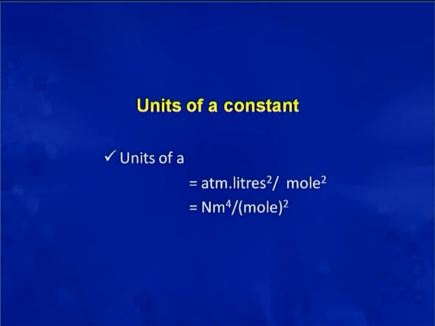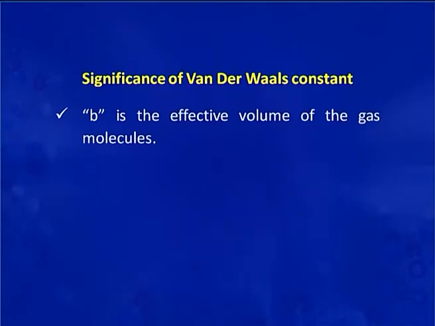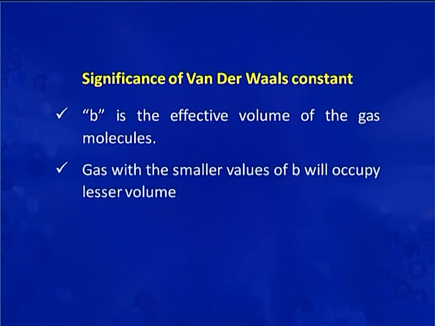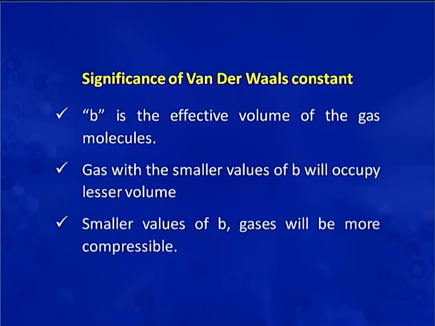A is equal to atmosphere liter square per mole square, or we can write it as Newton meter 4 per mole square. Let us discuss the significance of van der Waals constant B. B is the effective volume of the gas molecule. Gases with smaller values of B will occupy lesser volume. It means gases with smaller values of B will be more compressible because they have very little volume.